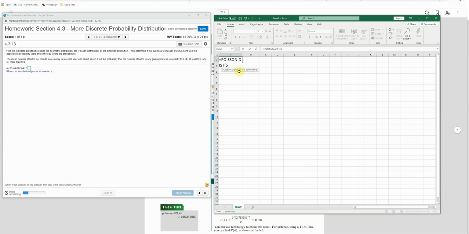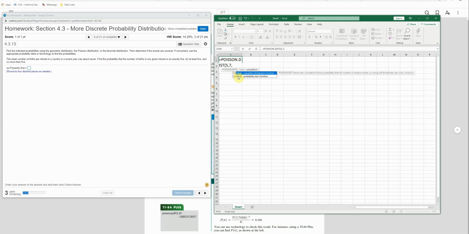And then I have my comma. Again, don't forget your comma. The syntax is very important with Excel. The next thing I want is the mean. What is the mean that they have for the problem? Well, in this case, it says the mean number of births in a recent year was 7. So my mean is 7. Again, comma. And do I want cumulative? Do I want to know all the way up through 7?